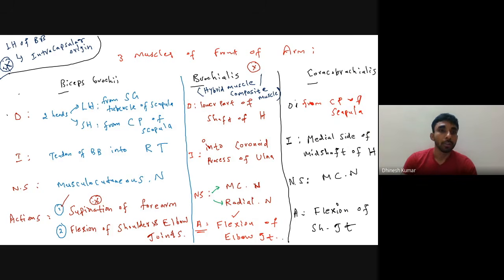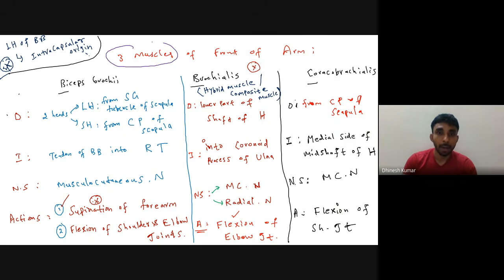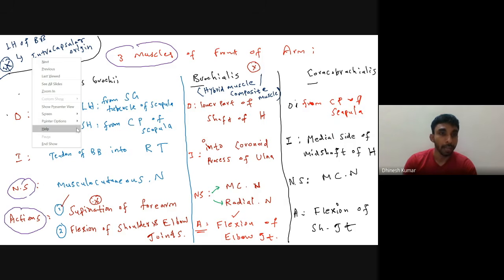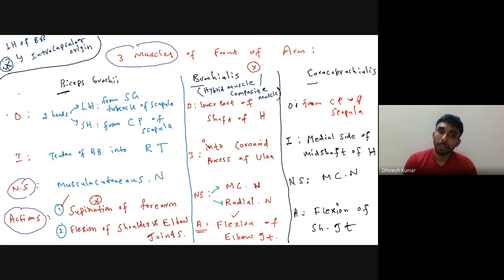Okay. So if you see this slide, other than origin and the insertion of the three muscles of front of arm, you are able to see also the nerve supply and actions, which we have to take care of. As I told already, all these three muscles of the front of arm are supplied by musculocutaneous nerve. And the brachialis muscle is not only supplied by musculocutaneous nerve, it is also supplied by radial nerve.